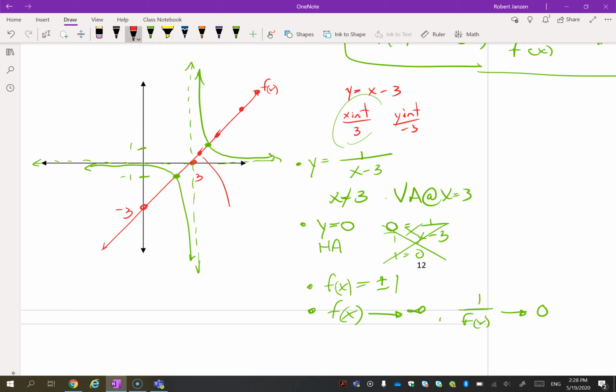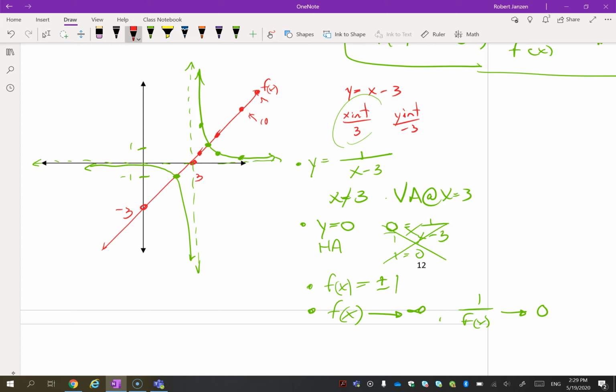Let's say this value on the y is half. What's the reciprocal of a half? 2. So it would end up going up here, where 2 is. Okay, let's pick this value. Let's say this is 2. What would happen to 2? If you take the reciprocal of 2, you would get 1/2. Let's say this value is 10. What's the reciprocal of 10? 1/10.